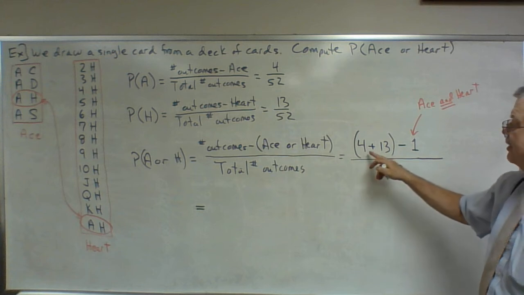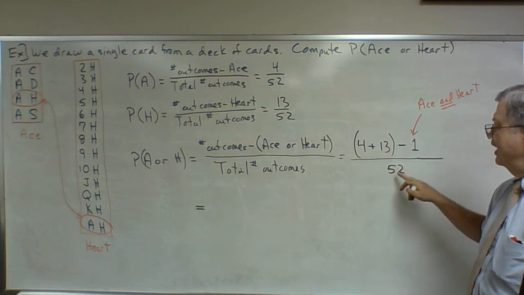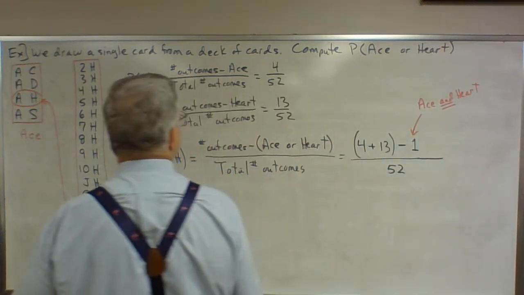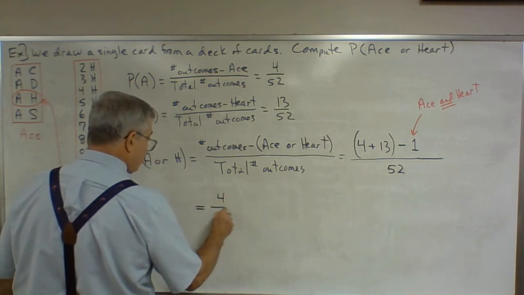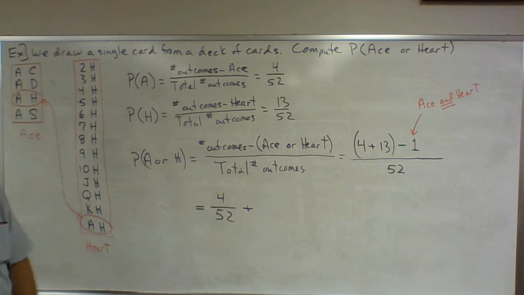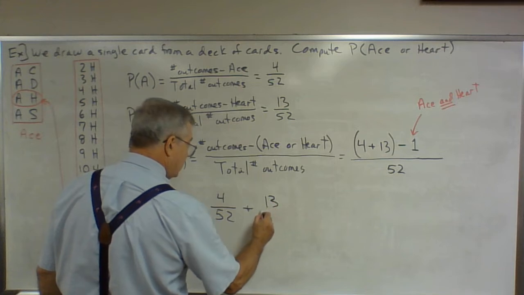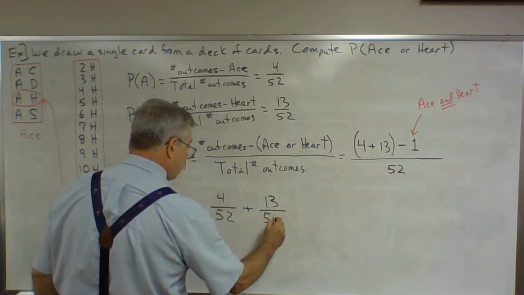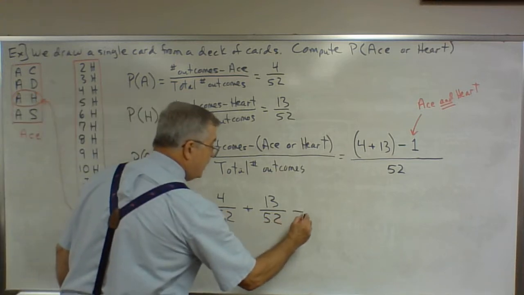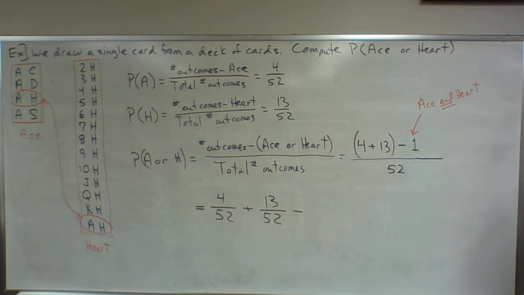Okay. Now I'm going to take each of these terms in the numerator and write it as a separate fraction over the denominator. So we have 4 over 52 plus 13 over 52 minus 1 over 52.